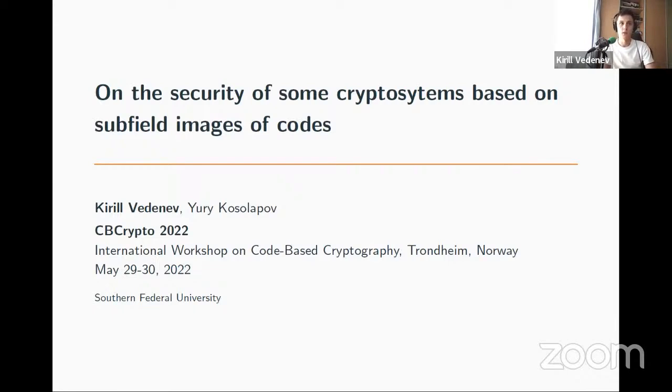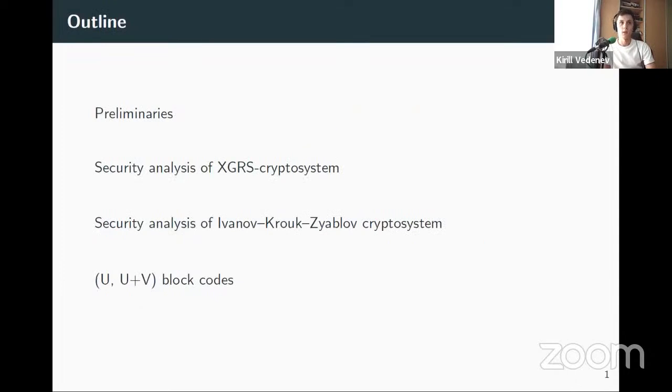Today I'm going to present the talk on the security of some crypto systems based on subfield images of codes. This is joint work with my research advisor Yuri Kosolapov. Well, let's begin. Here you can see the brief outline. We are going to start with some necessary preliminaries on block codes, on subfield images of codes. Then we are going to present key recovery attacks on two crypto systems, namely the XGRS crypto system and the Ivanov-Krouk-Zhilin crypto system. And finally, we will discuss how these attacks can be avoided by using U+V constructions for block codes.